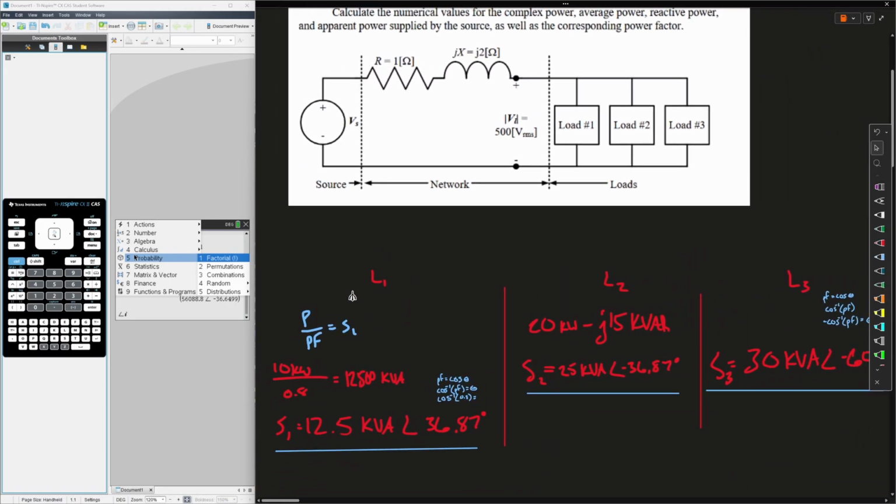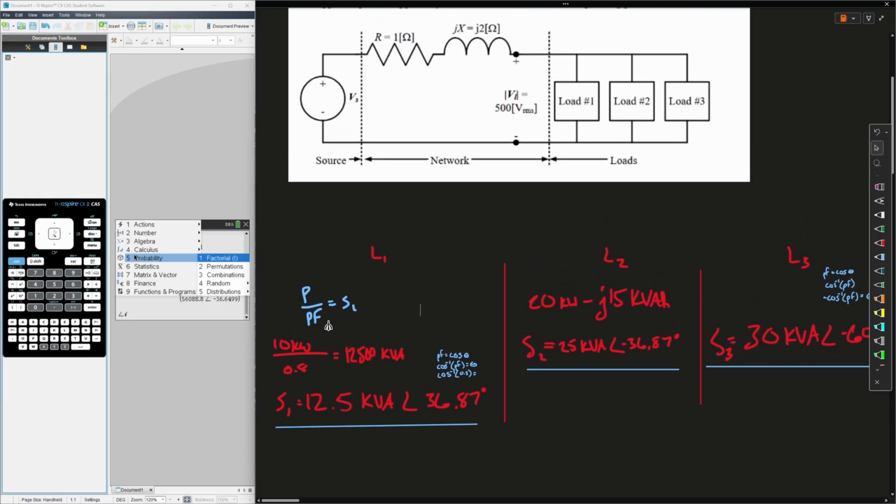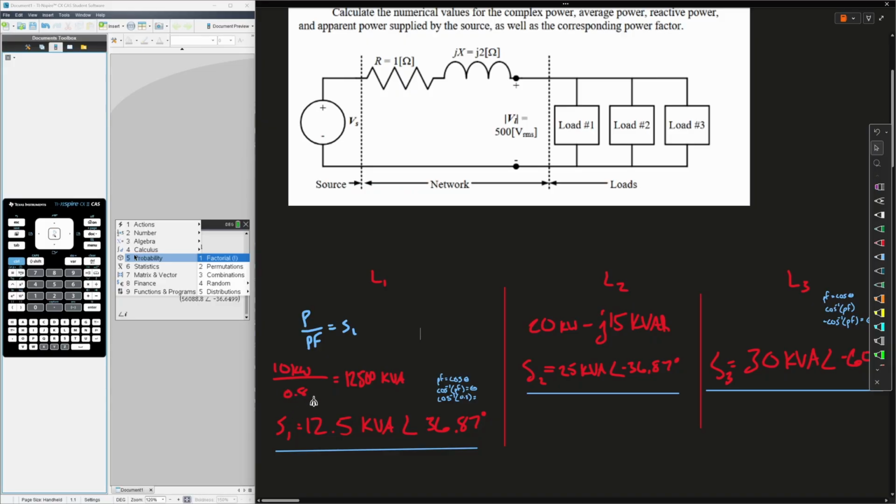So for load 1, you start off using the P over power factor equals complex power formula. You put your 10 kilowatts over your 0.8, which gets you 12.5. Actually, that's wrong there. That should be 12,500 volt amps.